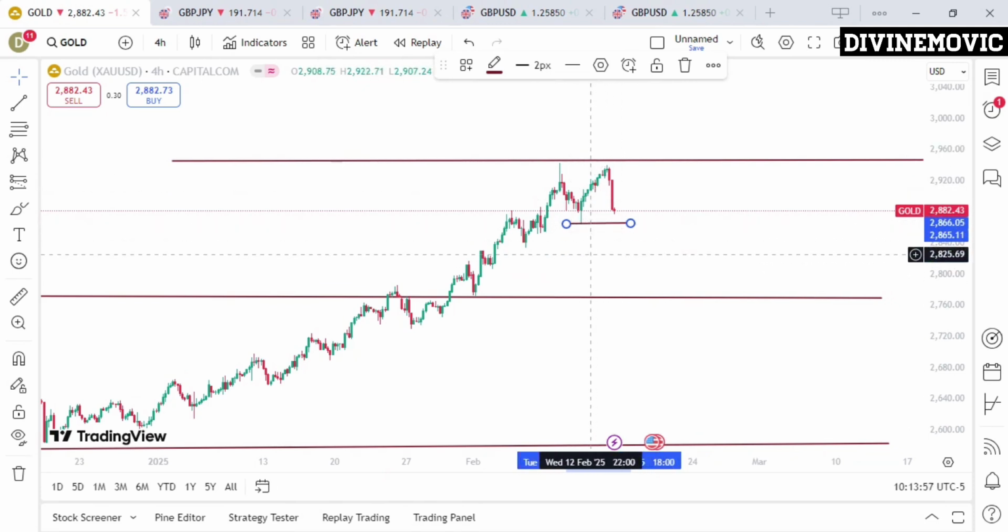Now our interest now is simply to understand the supply and demand zone that was created from this low to this high, to see if price is going to respect the demand zone to continue to the upside, or price is going to fail the demand zone to continue to the downside. And for us to do that, we want to understand this on the 1 hour time frame.